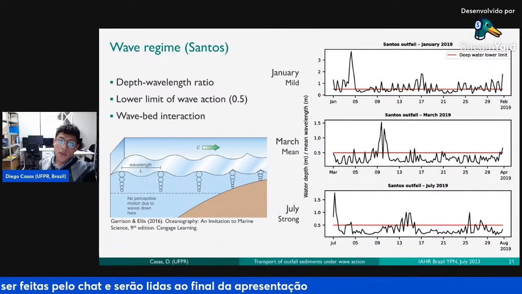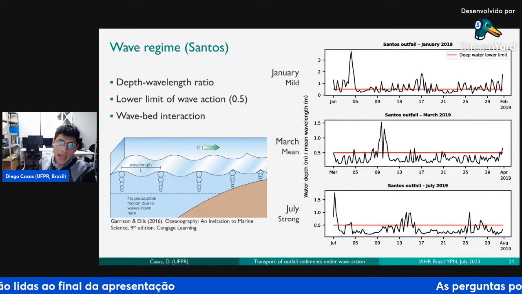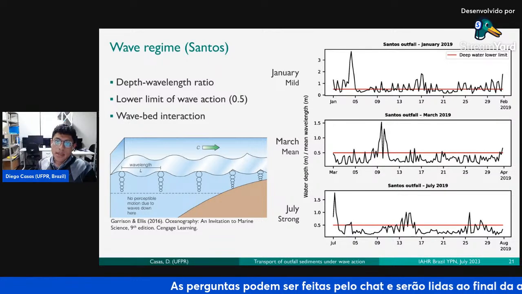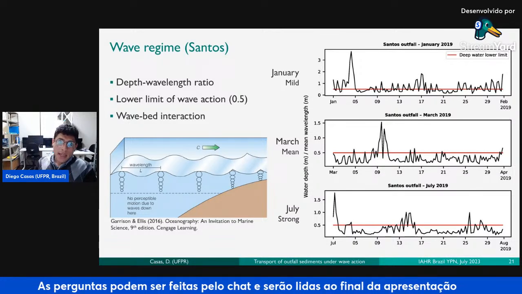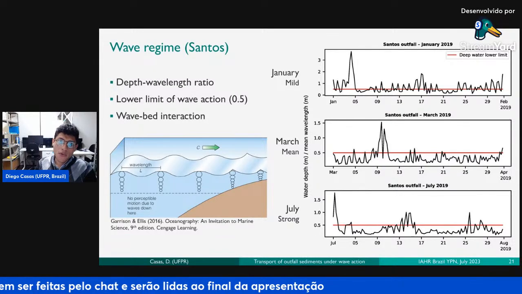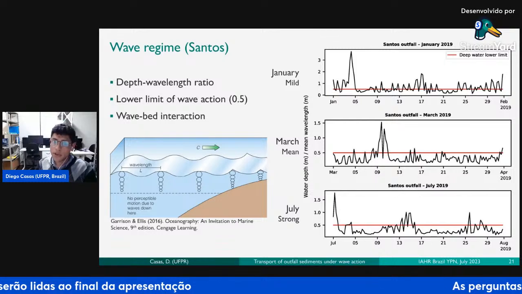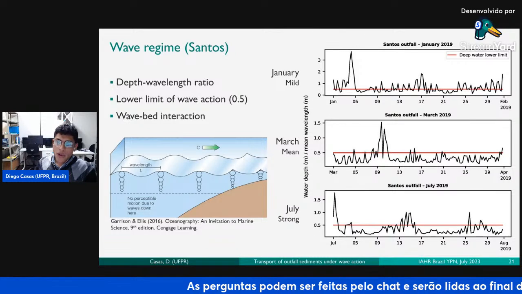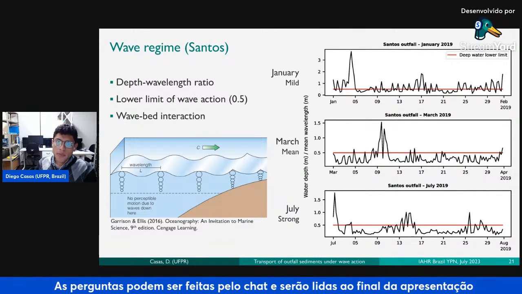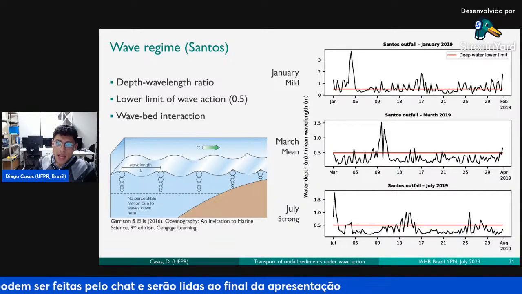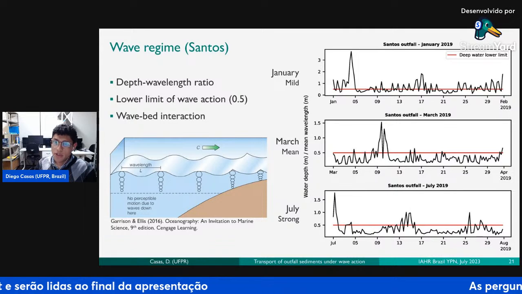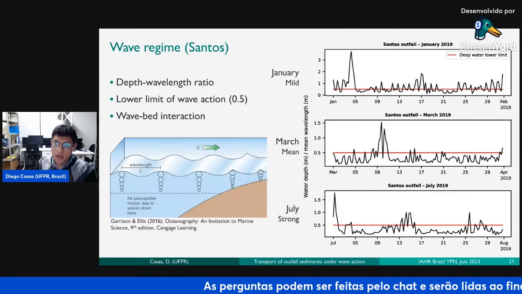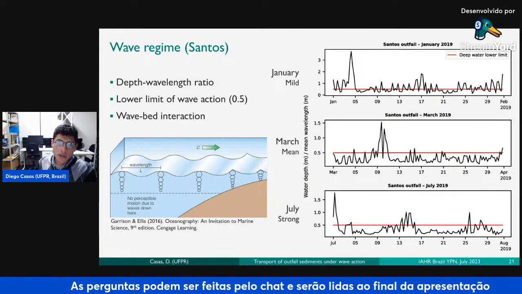We can study the wave regime for Santos, for example. We know from linear wave theory that the depth-wavelength ratio is an indicator of the wave regime. In this case, the lower limit of wave action is found at a depth-wavelength ratio of about 0.5. If we plot this depth-wavelength ratio for Santos for the three periods, January, March, and July, and we also plot this 0.5 line, we can see that there are some incursions of this black curve below the lower limit of wave action.